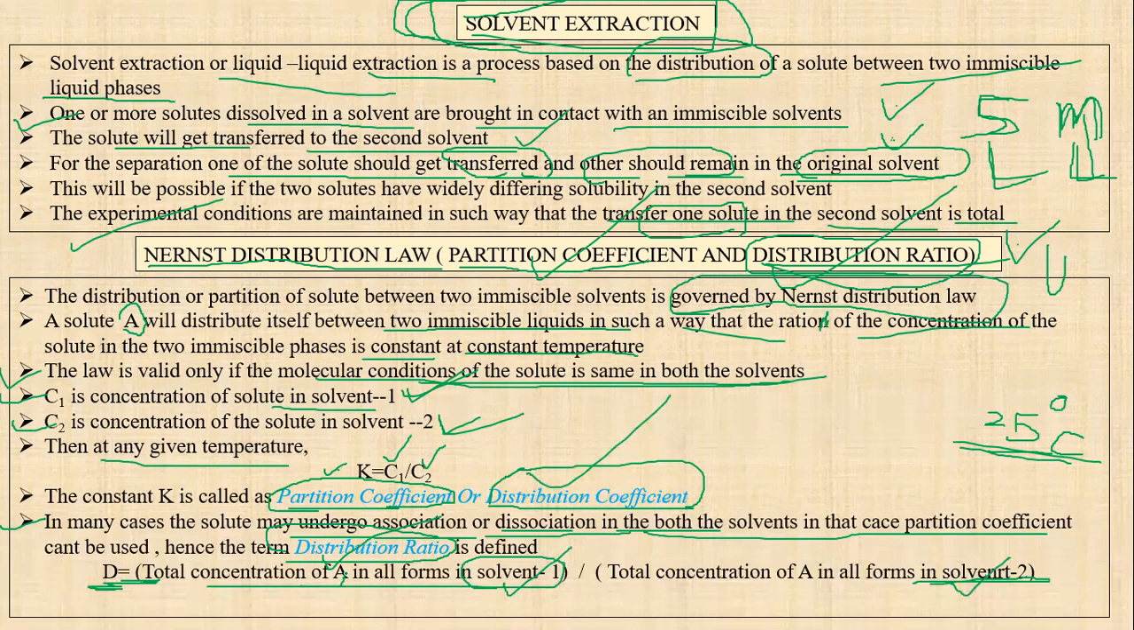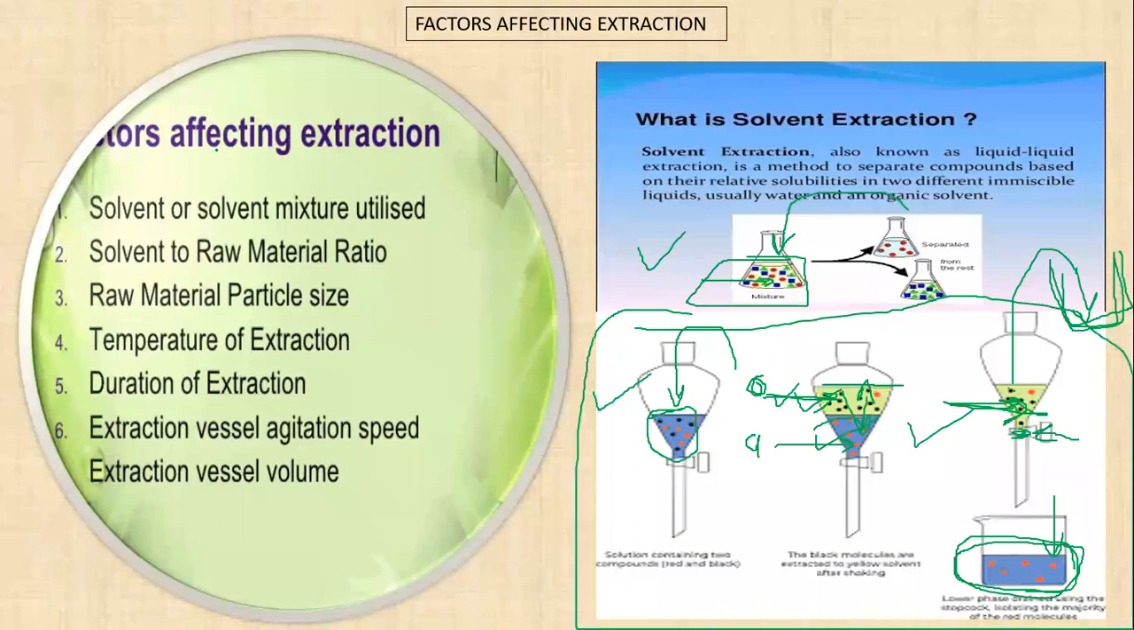Okay, so what factors affect the extraction? See, the solvent or solvent mixture utilized, then the solvent to raw material ratio, then the raw material particle size, then the temperature of extraction, then the duration of extraction, then the extraction vessel agitation speed.